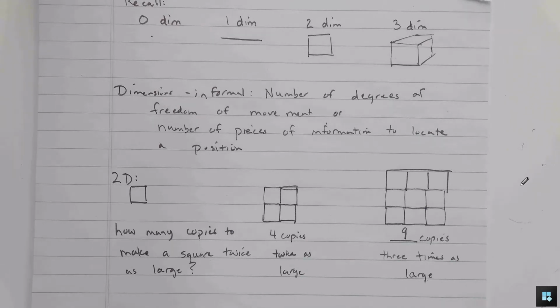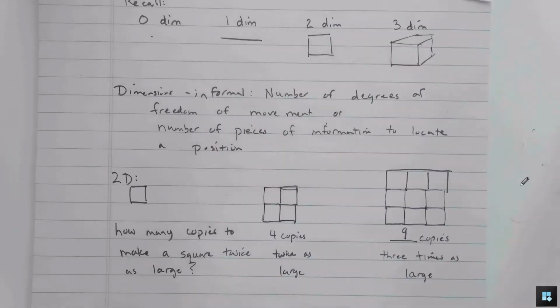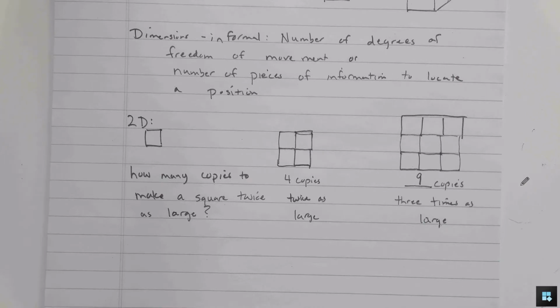In our class, we have had several life lessons. The one in this section is to start with simple and familiar. So we all agree a square is 2-dimensional. So we're starting with that before we move on to things that are a little harder. Start with the simple and familiar. And another thing we learned is to quantify, right? To count. Never underestimate the power of counting. All right, so that's in 2 dimensions. Let's do the same in 3 dimensions.